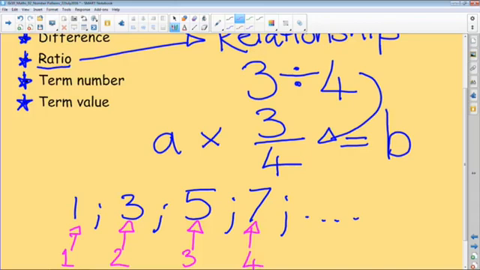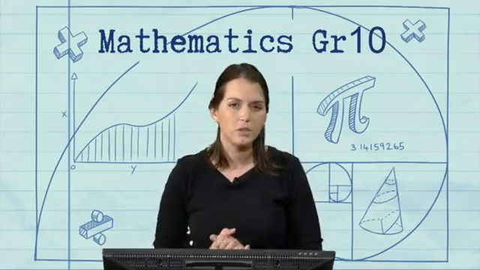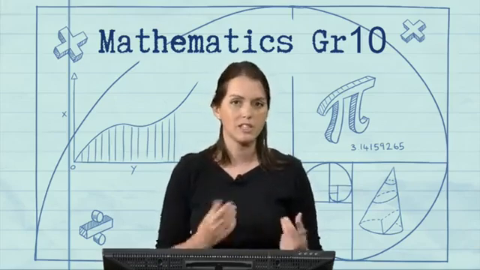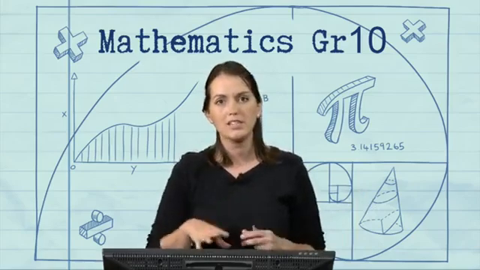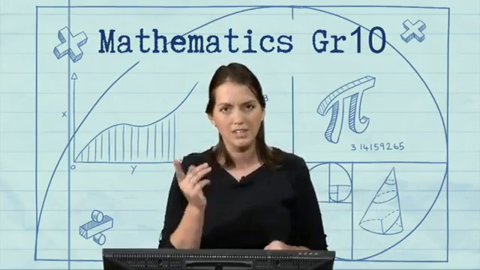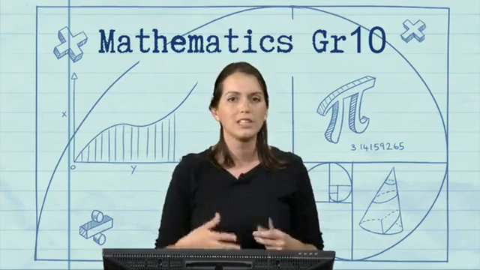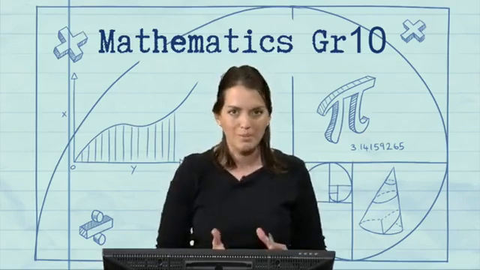Now the term value is what the value is in that particular place. So let's say in term 2, our value is 3. In term 4, our value is 7. Okay, I think we now have the terminology you need to progress to the next thing. And remember that grade 10 is not so much analyzing one particular type of pattern. It's about learning the skills of analyzing all of the patterns.